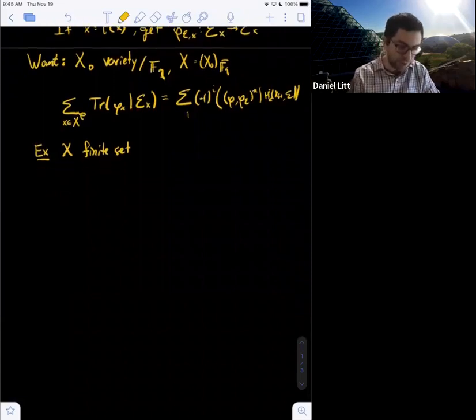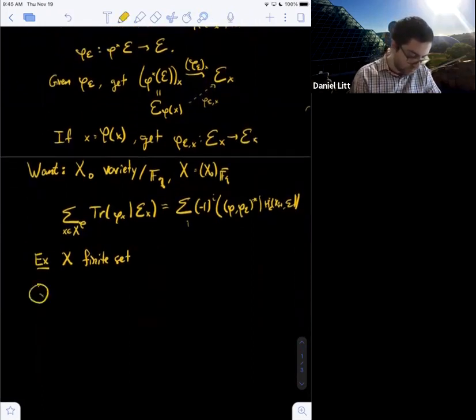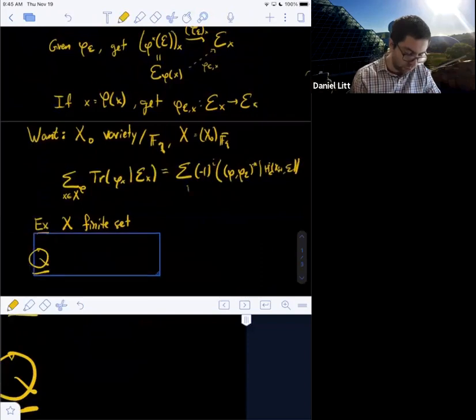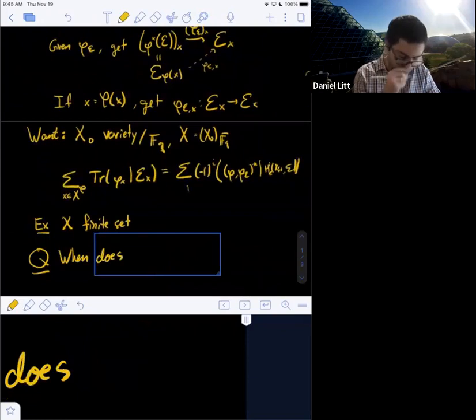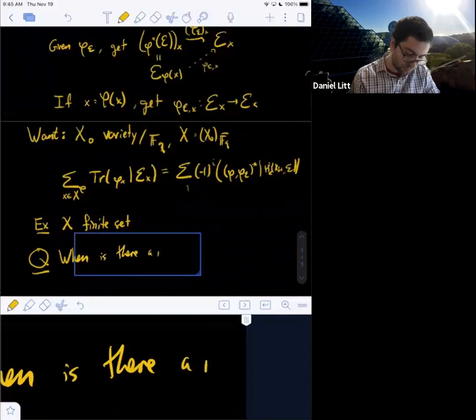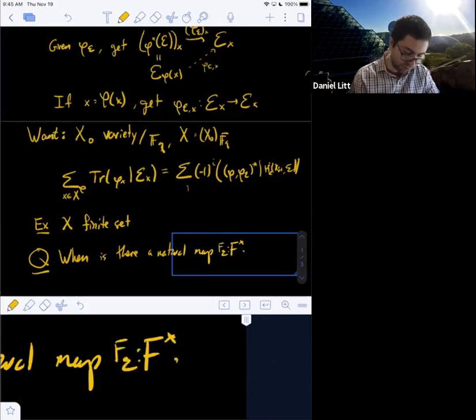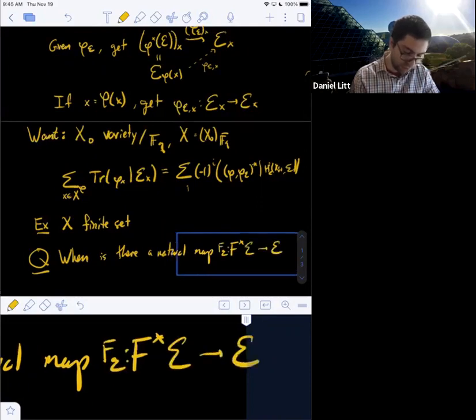All right. Are there any questions about this before I move on? Okay, so there's something I haven't told you yet. We're going to apply this when phi is Frobenius, and then the question is, where does this phi sub E come from? So here's the question: when is there a natural map, let's call it F star, F_E from F star of E to E?